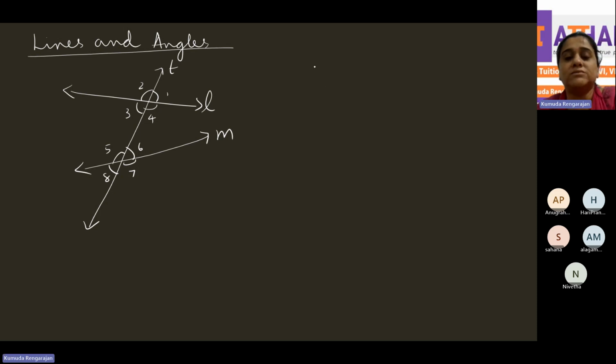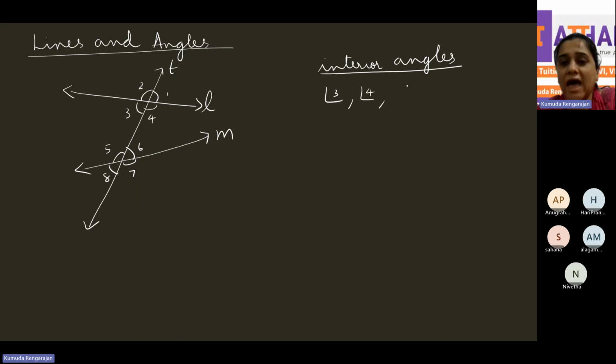Now, of these 8 angles, 4 angles are called interior angles and the other 4 are called exterior angles. Interior angles. I'll share these notes, so don't write anything. By the position, angle 3 is an interior angle, angle 4 is an interior angle, angle 5 is an interior angle, angle 6 is an interior angle. By the position.